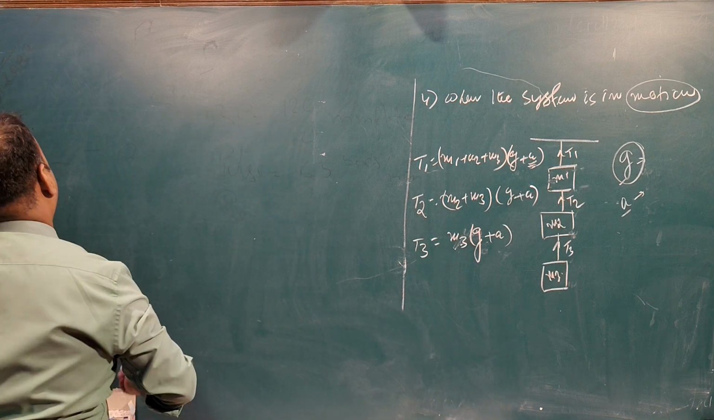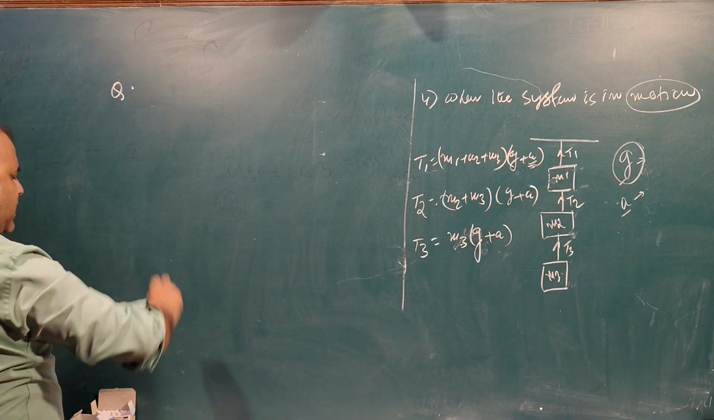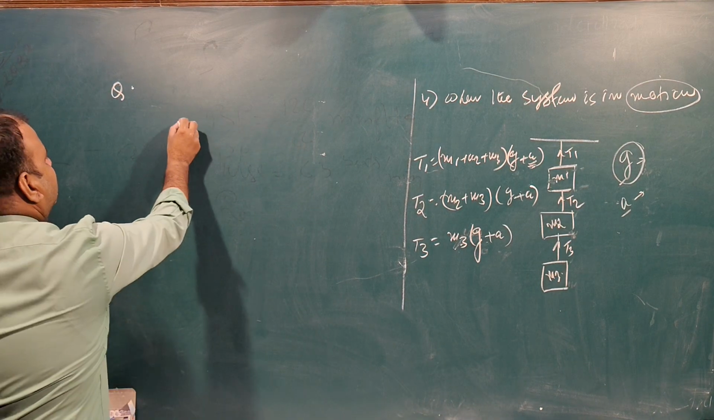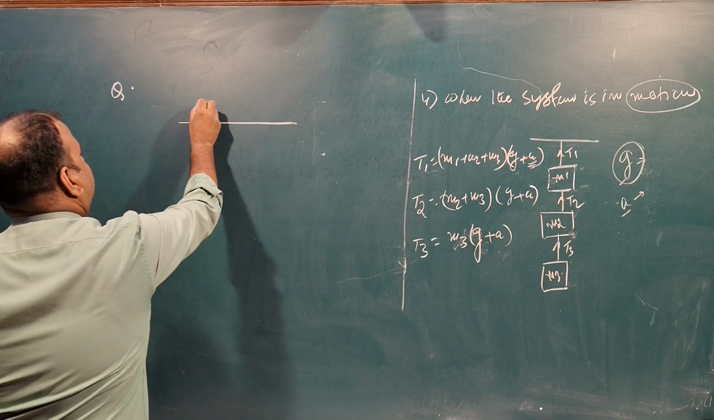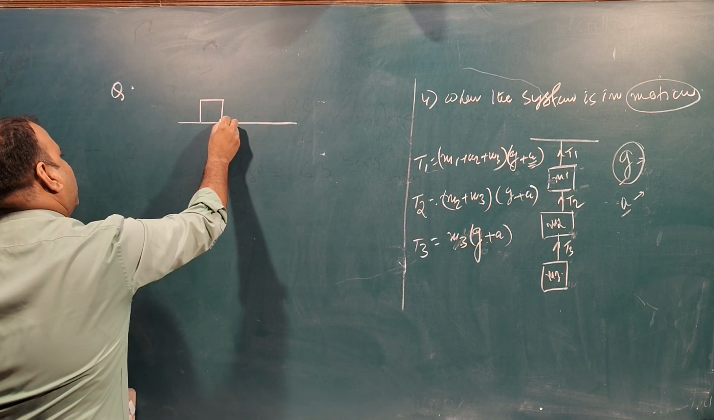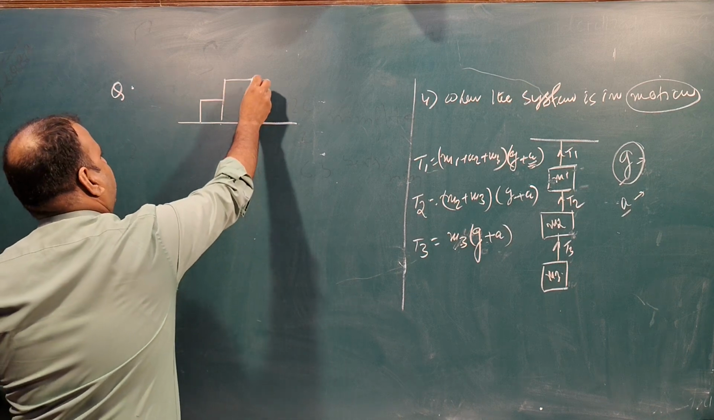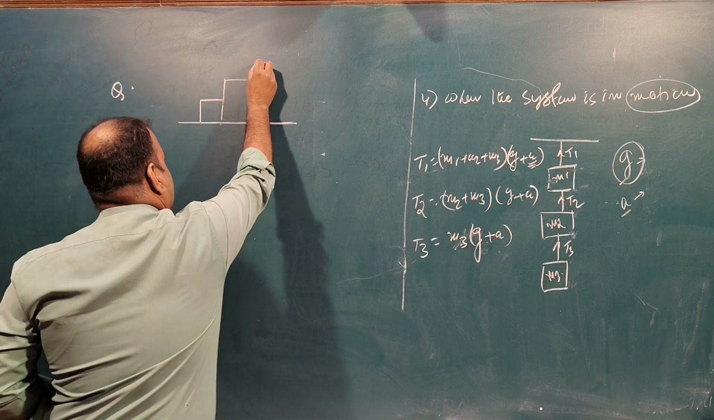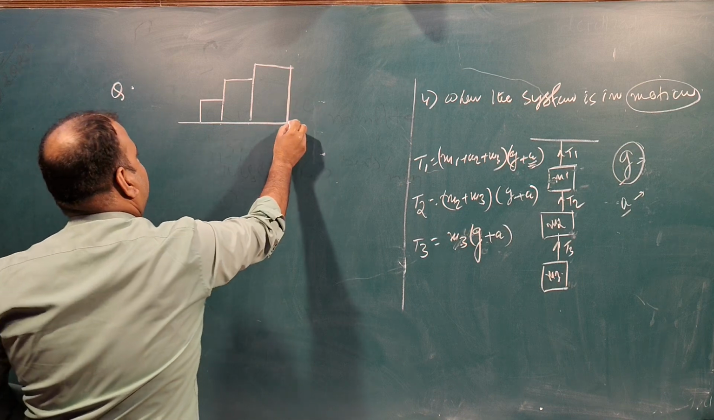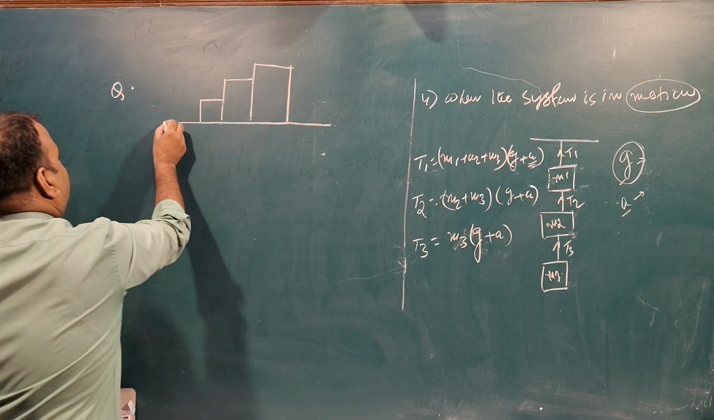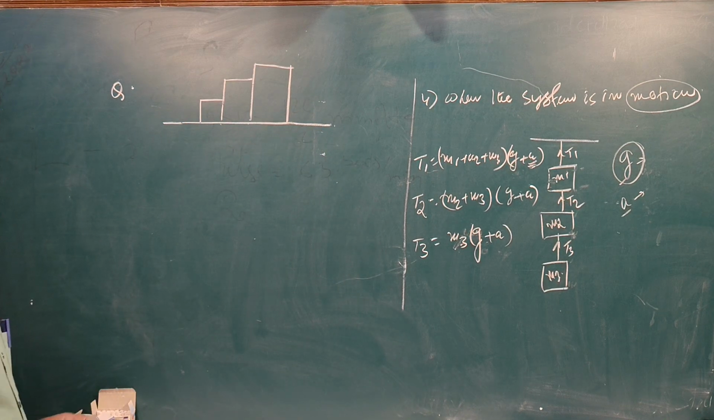Suppose the question is here. Suppose you are given three connected bodies. You can see very carefully, because first you have to make the free body diagram. After that you have to segregate the formulas. Then only you can solve. Otherwise it will be very difficult for you.